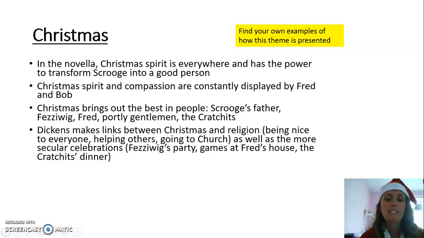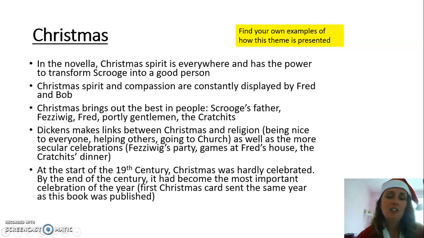So Dickens makes links between Christmas and religion, and what he references a lot is the religious ideas of Christmas. I mentioned this when we were talking about the structure of the novel. The religious aspects of it are being nice to everybody, helping others and going to church, and he does reference that. But then he also talks about the secular celebrations, so the non-religious stuff really. Fezziwig's party and all the games at Fred's house and the Cratchits' dinner, the things that were turned into our more modern Christmas. And if you remember again, I said that Dickens is the founder of our modern Christmas, and the supposed quote that the girl said when Charles Dickens died is that Father Christmas died too. So he does make links between Christmas and religion there.